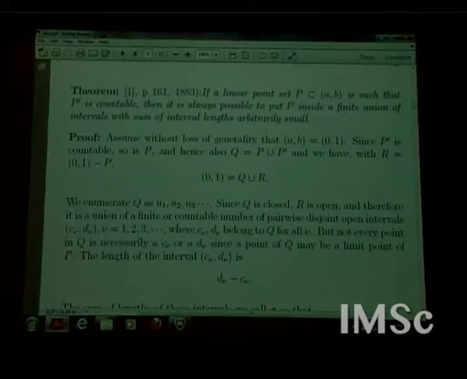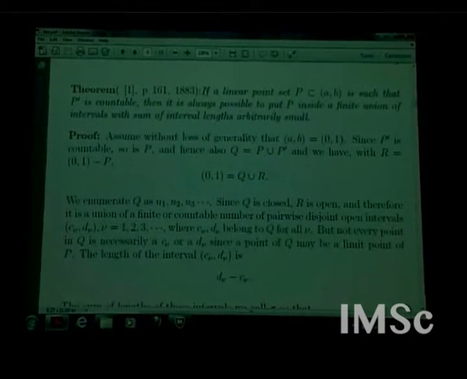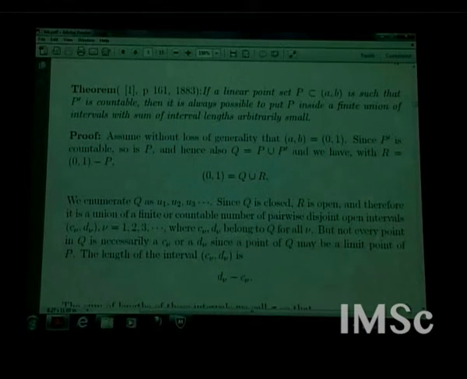Take an interval, and remove these endpoints. It is a closed set because the complement is open. So it is a countable closed set, so the derived set is countable. And therefore the sum of the lengths of those intervals is 1. That will come out from the proof here. So let me go through the proof now quickly.